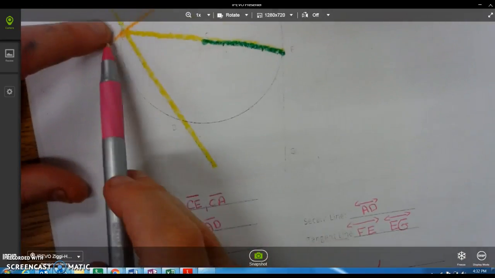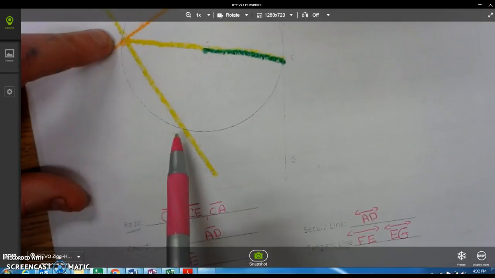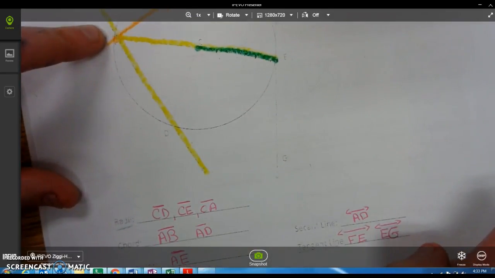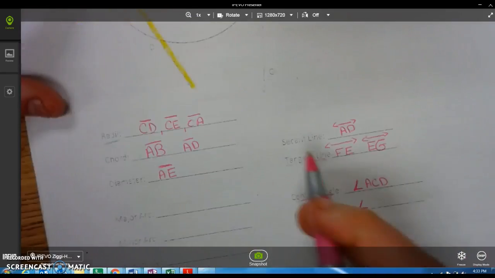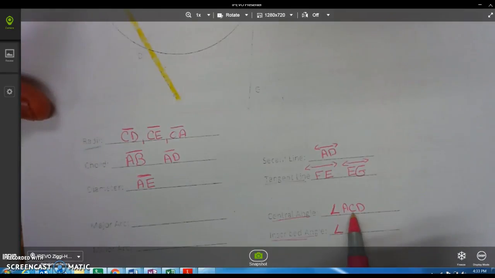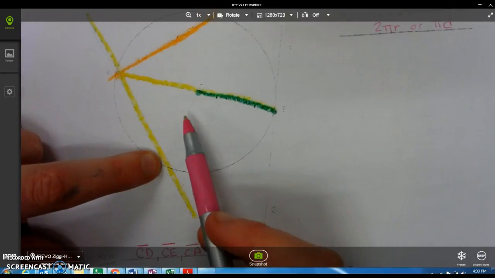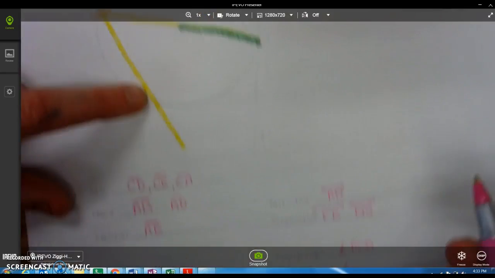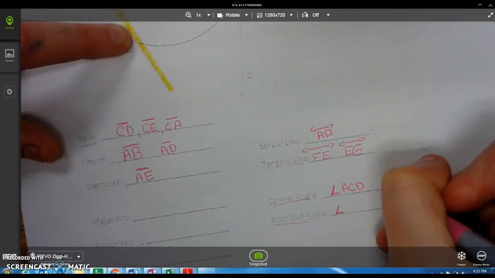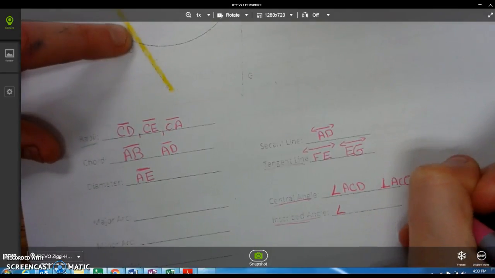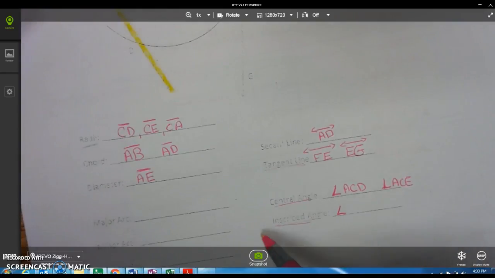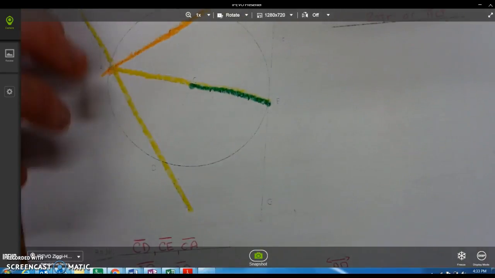So angle ACD would be a central angle, because it has the vertex C and the two endpoints are part of the circle. We could also have the angle ACE, because it's got the same thing going on. And I didn't ask you for a particular one, I just want you to name one. Right.